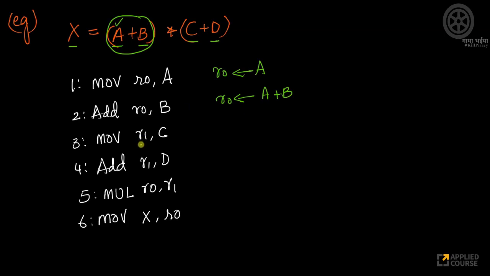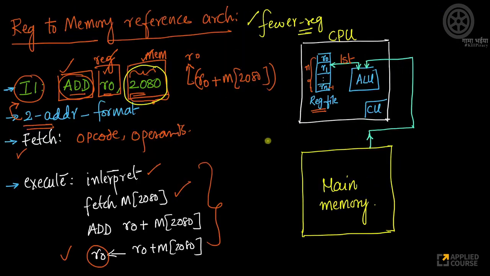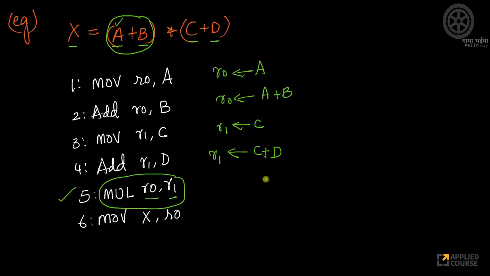Next I'm using another register R1. R1 will now consist of my C, right? From my address C, whatever value is there, I'm moving it to R1. Now add R1 comma D. What is there in R1? C is there in R1 plus D, right? So C plus D is in R1. Now I'm saying multiply R0 R1. Look at this. Here I have both registers. In this instruction, one of these values is in a register and the other is also in a register. So this is actually register reference architecture. This type of instruction will be in register reference architecture.